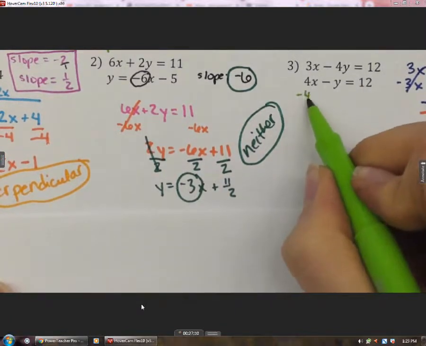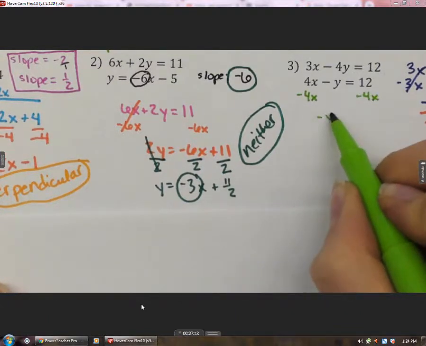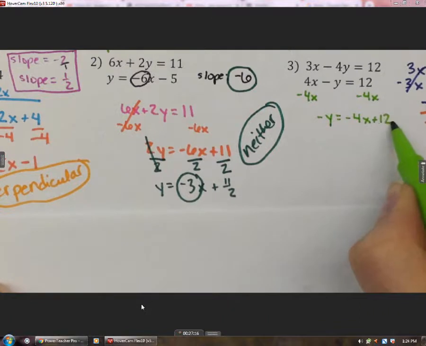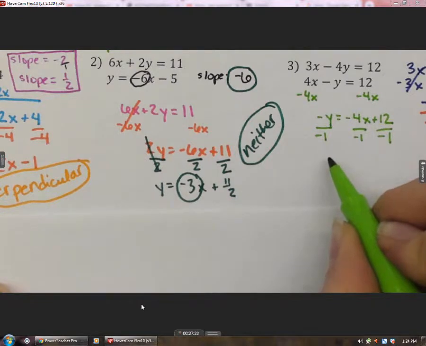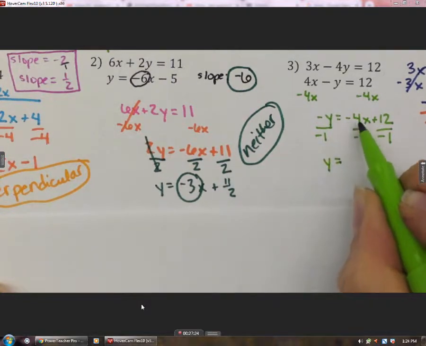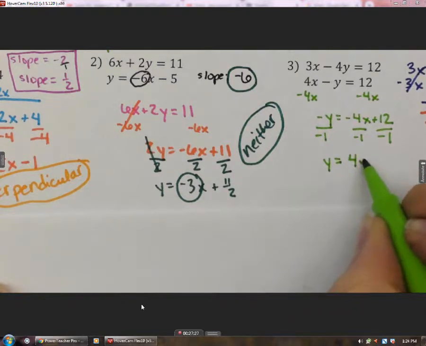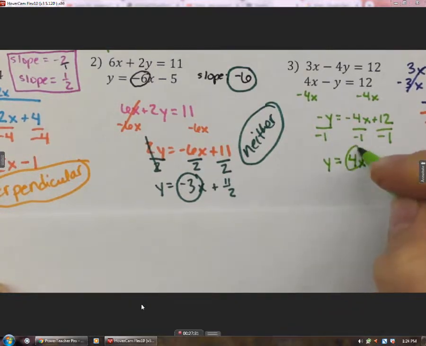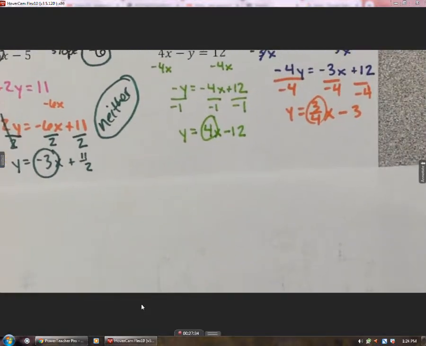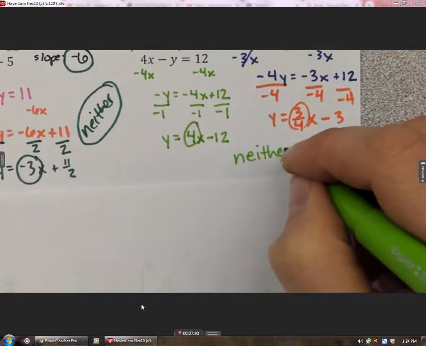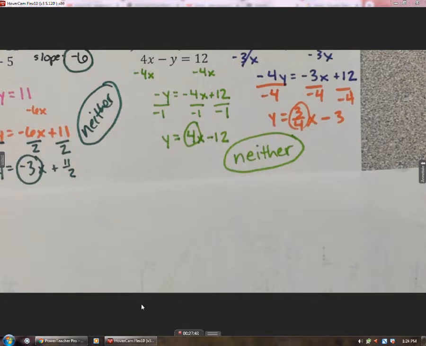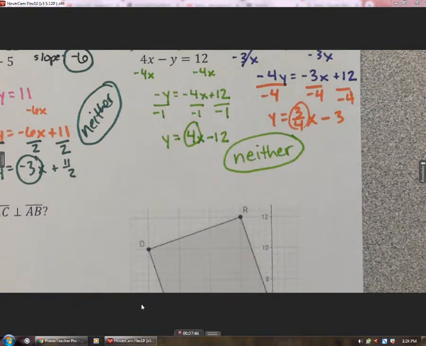This situation here, I'd subtract 4x. -y equals -4x plus 12. Divide by -1. -4 divided by -1 is +4. Is 4 and 3/4, do those have a relationship? No, so this is also neither. If they were parallel, they'd be the exact same number. Okay, it's the same content, just in a different set of information here.